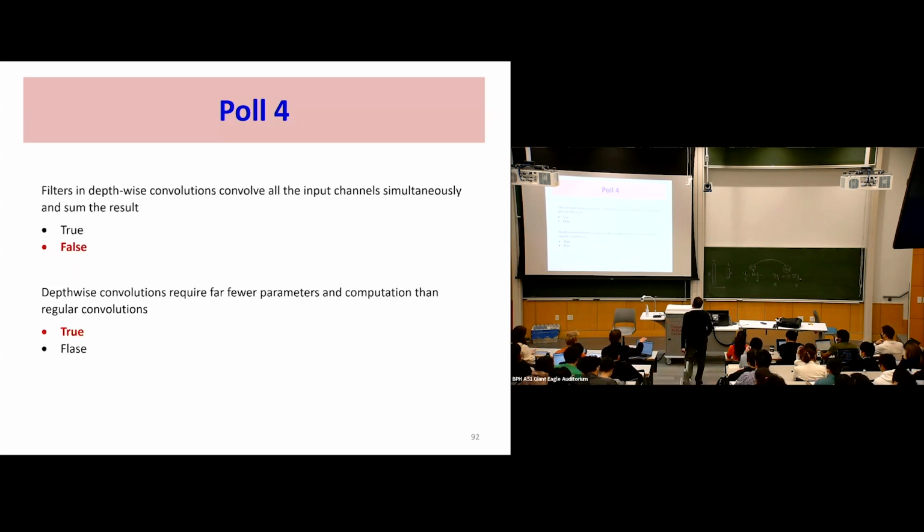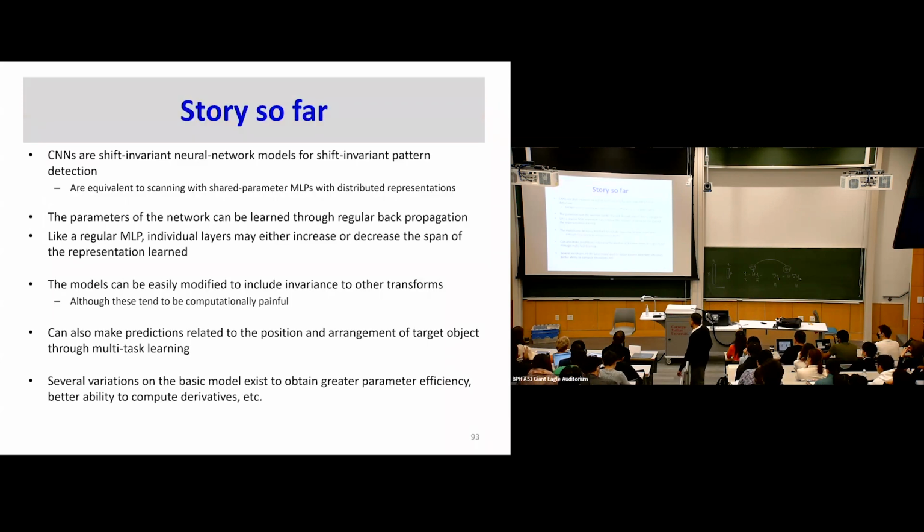So filters do not convolve, do not sum the result, right? They keep them separate, as opposed to conventional filters where they sum the channels. And depth-wise convolutions require far fewer parameters and far fewer computational operations than regular convolutions.